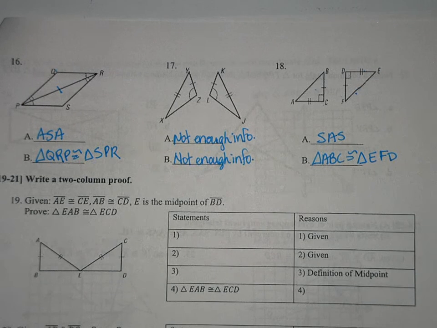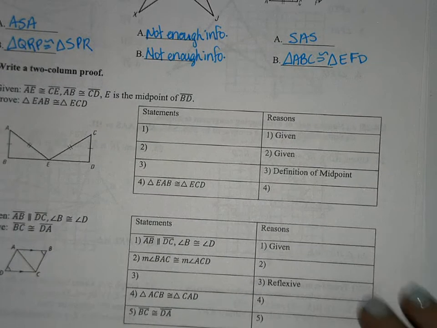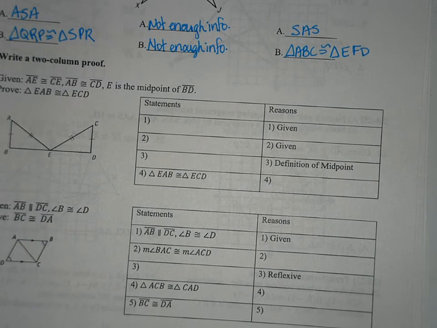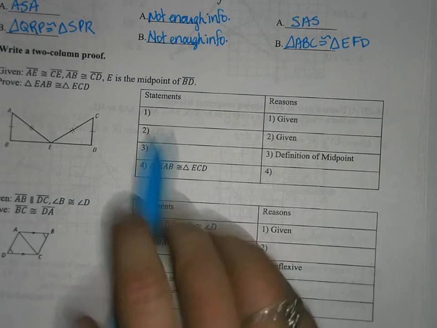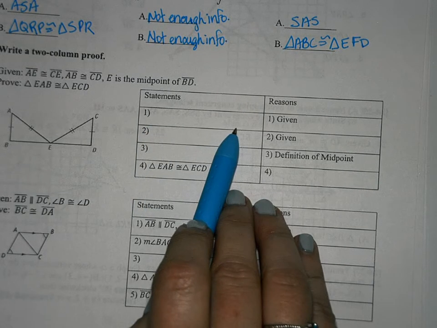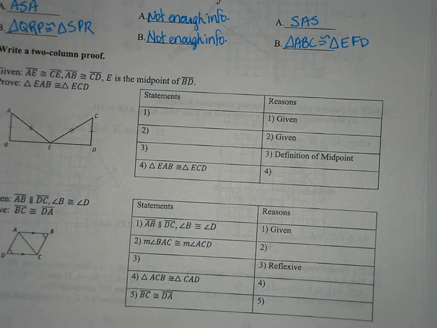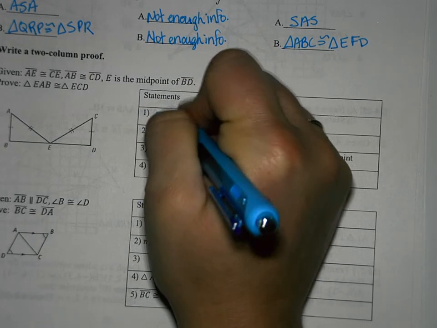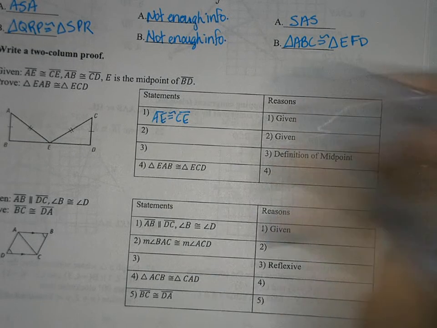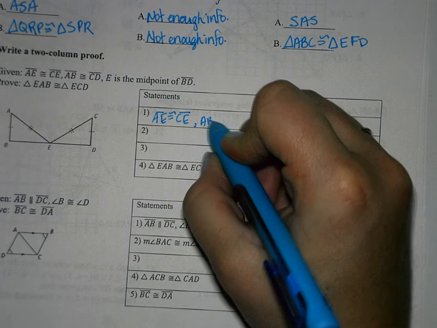All right, proofs. So number 19, and on your test, you are going to have some like this where you fill it in. So you're just filling in the missing part. You're not having to create the whole thing. So if we look at 19, what should be something we write in the first step here? AE is congruent to CE. Is there anything else we can write in there? AB is congruent to CD.